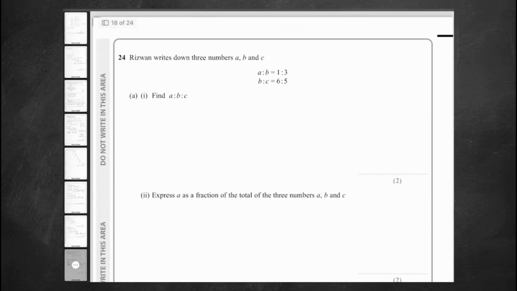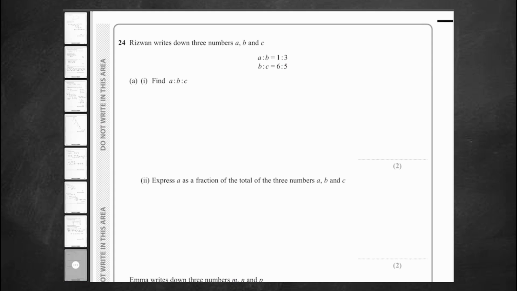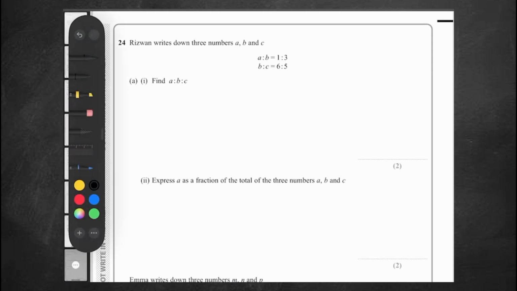Question 24. Rizwan writes down three numbers, A, B, and C. Find the ratio of A to B to C. So A to B is 1 to 3, and we know that B to C is 6 to 5. So all we need to do is double this up, as 1 to 3 is equivalent to 2 to 6. Since we already know how 6 relates to C, we can just write this out. So A to B to C is just 2 to 6 to 5.